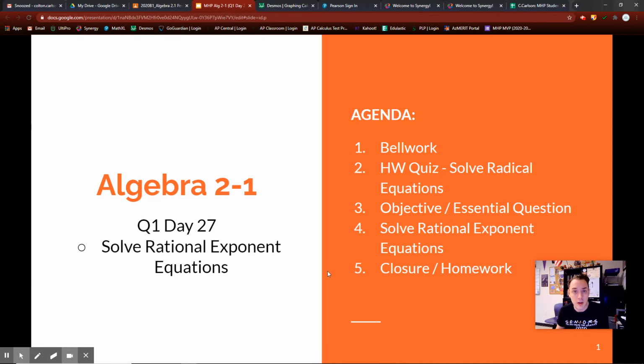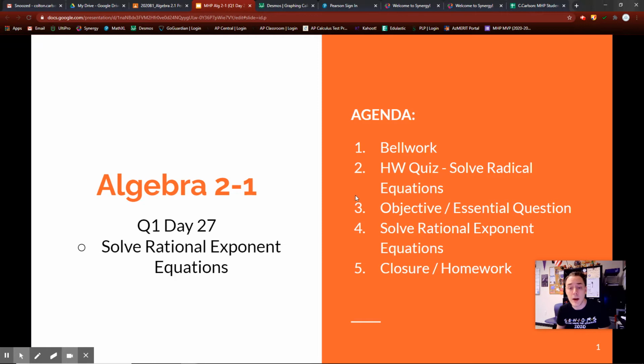We are on our last lesson of Unit 2, and that is solve rational exponential equations. So we're going to put what we learned last week, radicals and rational expressions, into equations. Yesterday we took radicals and put them into actual equations, but now we're also going to take rational exponential expressions and put them into equations. That's what we're going to be doing today.